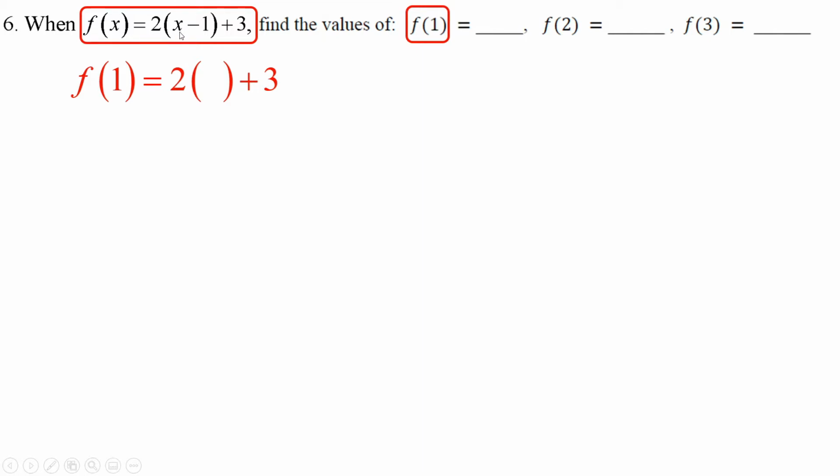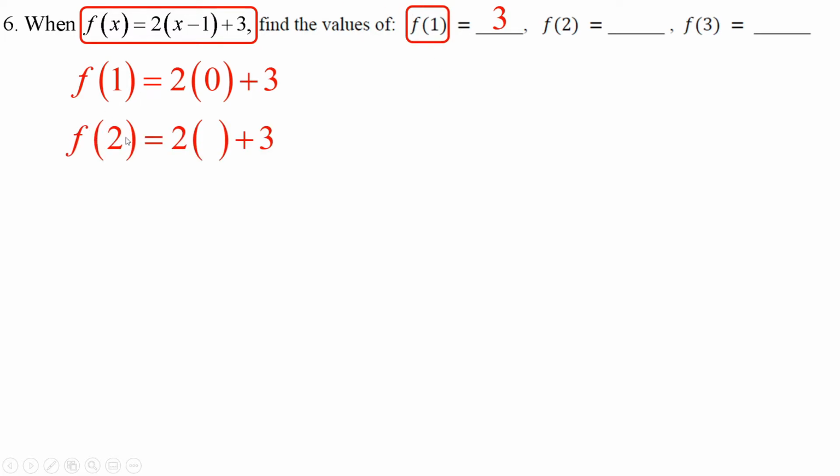And that implies we're going to take this expression right here and we're going to substitute a 1 for this x. So I have the 2, and then I have parentheses, and if this x is 1, 1 minus 1 is 0. So that's 2 times 0 plus the 3. And what is 2 times 0 plus 3? 3. All right, let's do the other two now.